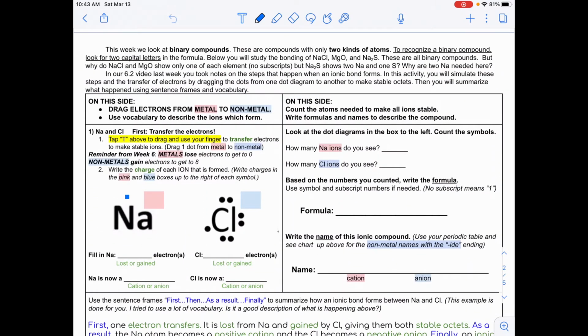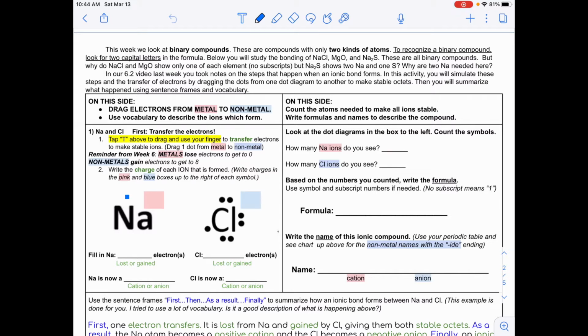So this week we look at binary compounds. Binary, like bicycle, has two wheels. These are compounds with only two kinds of atoms. To recognize a binary compound, look for two capital letters in the formula. Below, you will study the bonding of NaCl, MgO, and Na2S. These are all binary compounds.